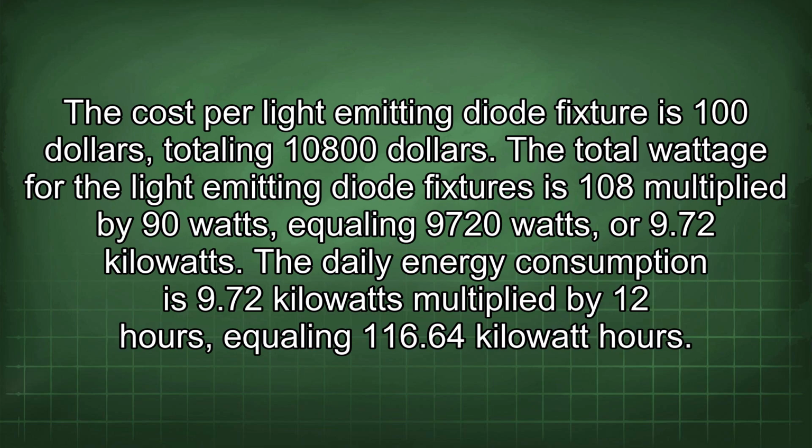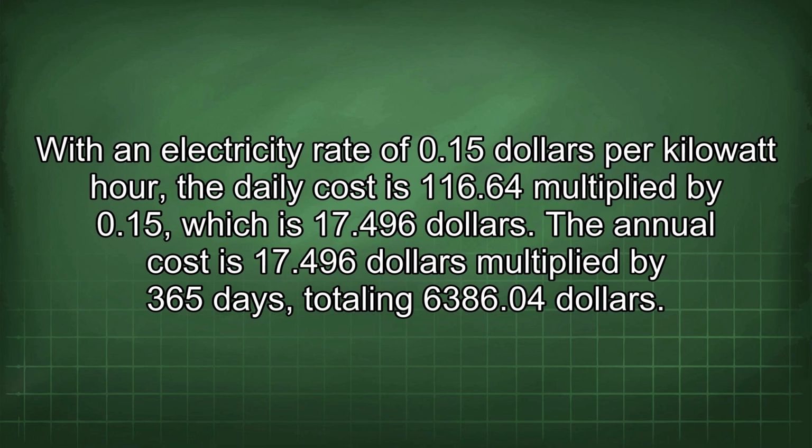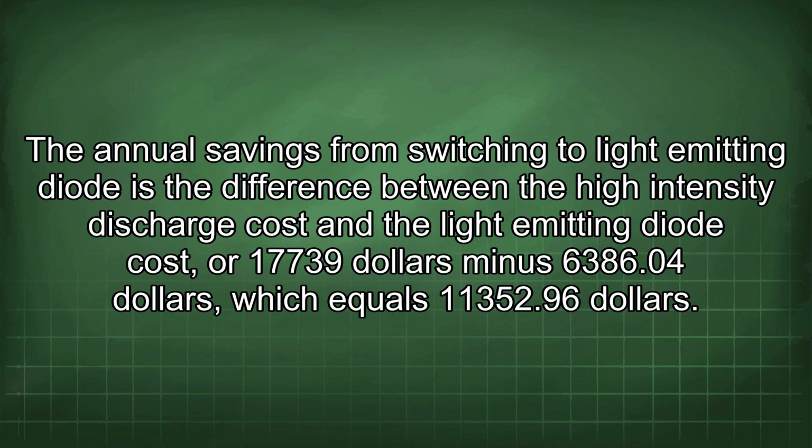kilowatts. The daily energy consumption is 9.72 kilowatts multiplied by 12 hours, equaling 116.64 kilowatt hours. With an electricity rate of $0.15 per kilowatt hour, the daily cost is 116.64 multiplied by 0.15, which is $17.496. The annual cost is $17.496 multiplied by 365 days, totaling $6,386.4.